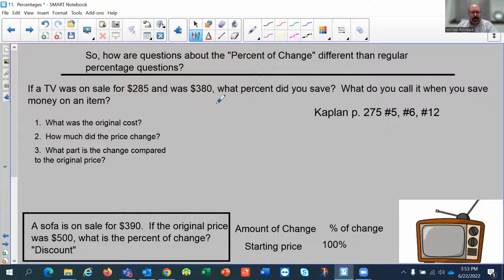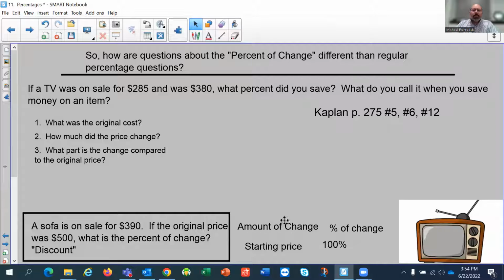So percent of change, how is that different from a regular percentage question? Well, a regular percentage question asks you like, 15 students in a class are female and there's 24 students in a class, what percent of them were female? And the numbers that they're giving you in the question are generally the numbers you're going to use to set up your proportion. The difference with percent of change is your proportion looks a little bit different.